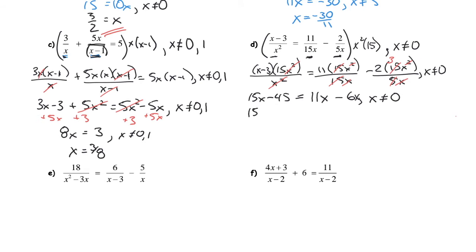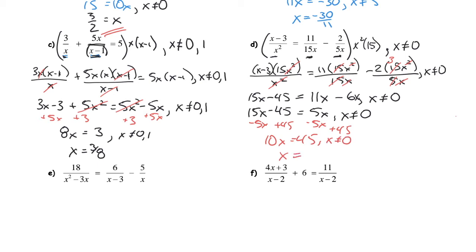Okay, so we're going to get 15x minus 45, is what I wanted to write there, is equal to 5x, where x can't be equal to 0. So now I'm going to subtract 5x from both sides and add 45 to both sides to get 10x equals 45. With the stipulation that x can't be equal to 0, when I divide both sides by 10, I get 45 over 10, which simplifies down to 9 over 2.